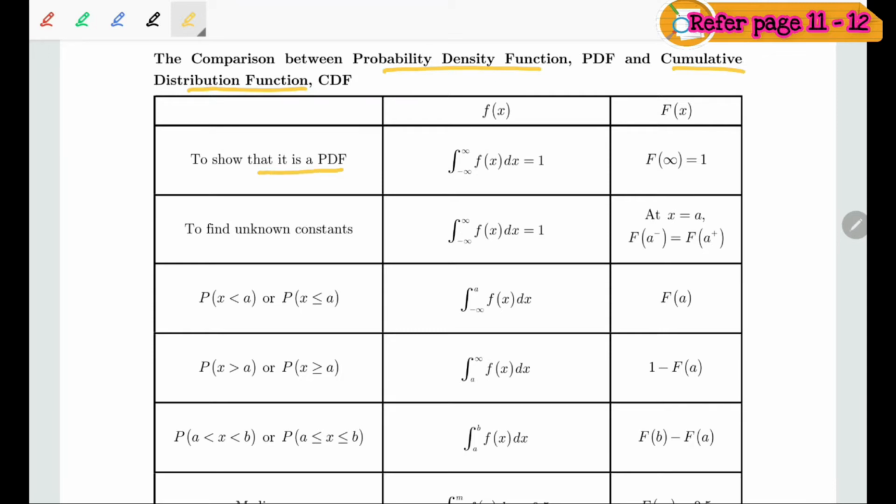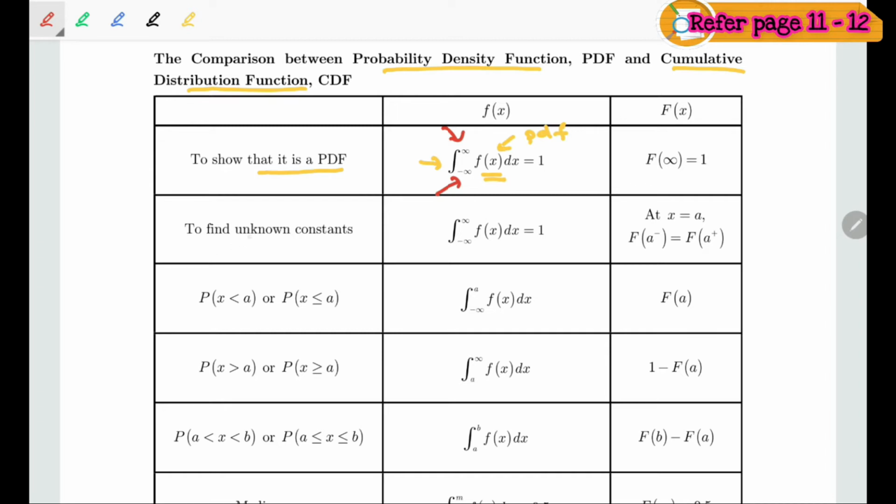Okay, so for the first part, to show that it is a PDF. When the question asks to show that it is a PDF, you have to remember the properties. By taking the properties of the continuous random variable, you need to integrate the PDF from the lowest limit up until the uppermost limit. Depends on the question, right?